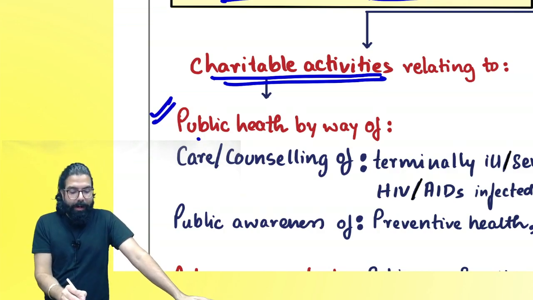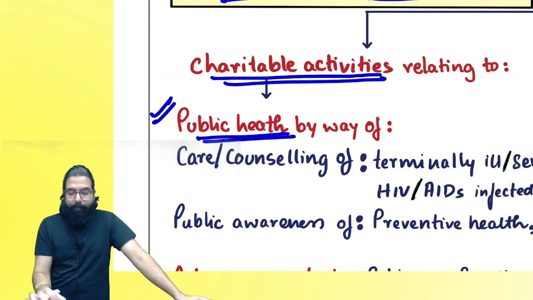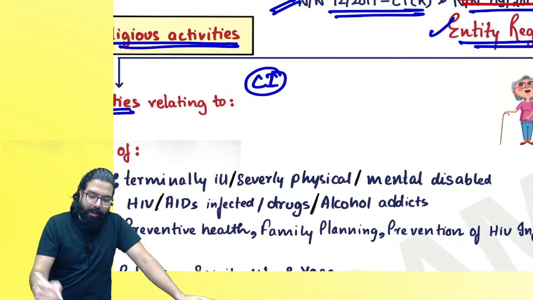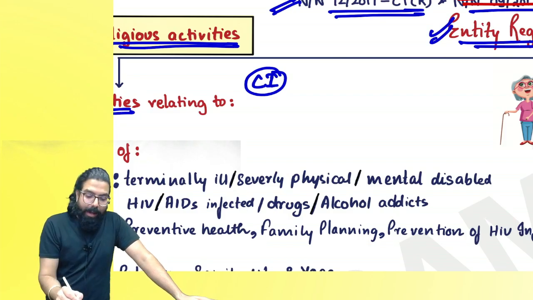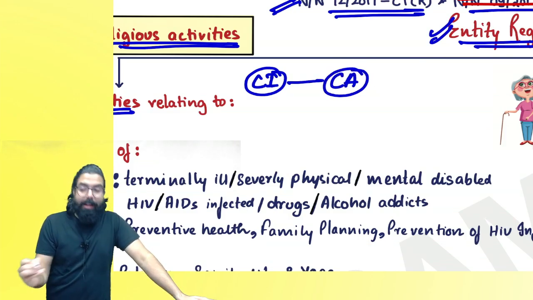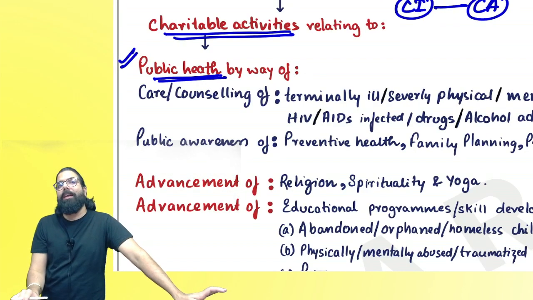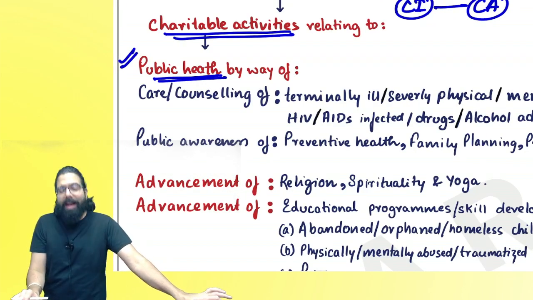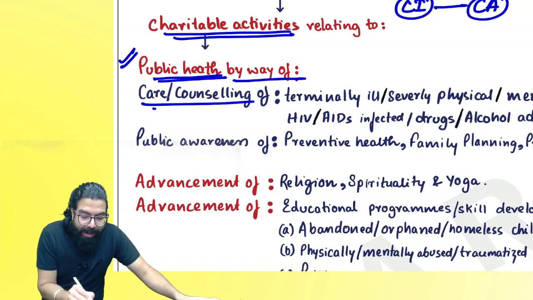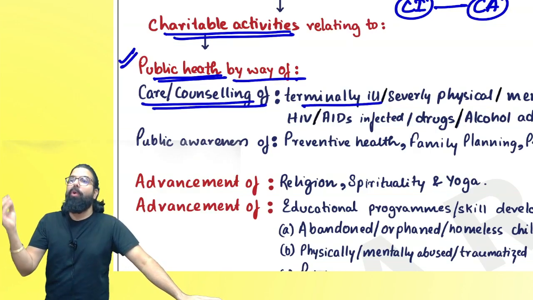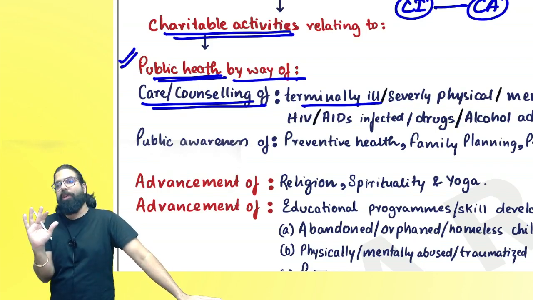It says, if you are doing public health related services. Now, who is a charitable institution? One registered under 12AA or 12AB, and if they are doing charitable activity. Which charitable activity is told over here? If you are doing a charitable activity relating to public health, by way of care and counseling of a terminally ill person. Who is terminally ill? A person who is about to go. And you are doing care and counseling of that person.